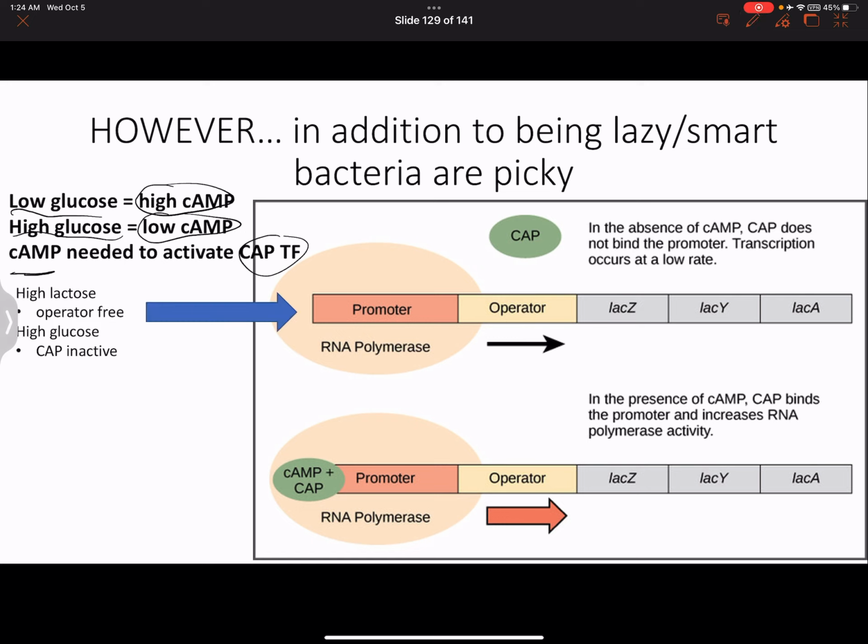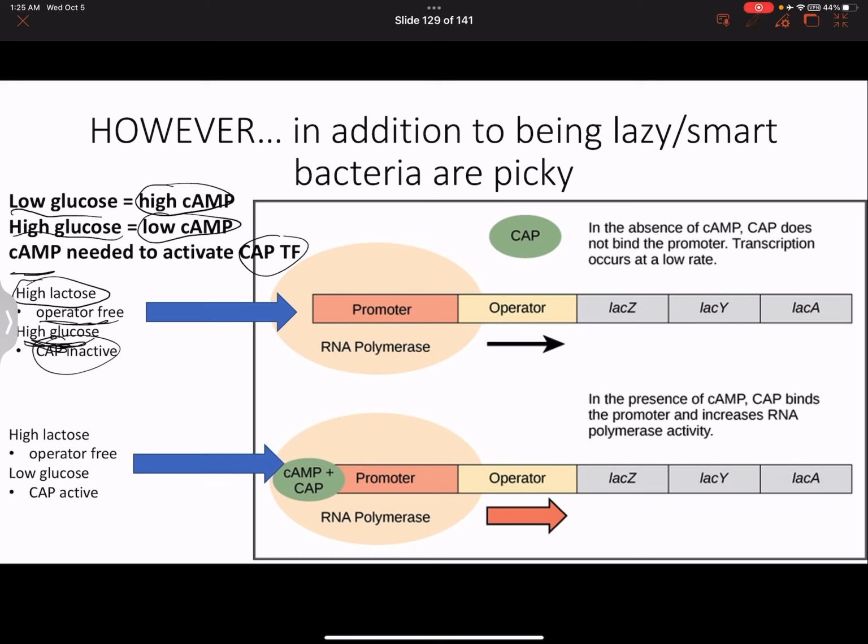So if we look at this, we have high lactose. High lactose simply means that the lactose bound to the repressor and inhibited it. It doesn't bind to the operator, so the operator is free. Transcription can theoretically occur. It doesn't mean it will occur at a high rate. High glucose is there too, though. Let's just think about the economics. Do we really even want to waste time making all of this stuff to digest lactose if there's glucose there? No. And the way that this physically works is that high glucose correlates with low cyclic AMP, which means the CAP will stay inactive. You do not have this transcription factor. You will not get much transcription.